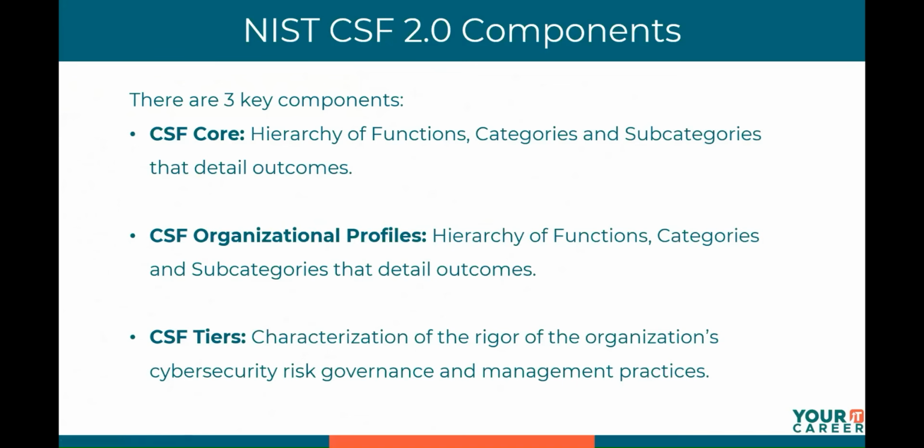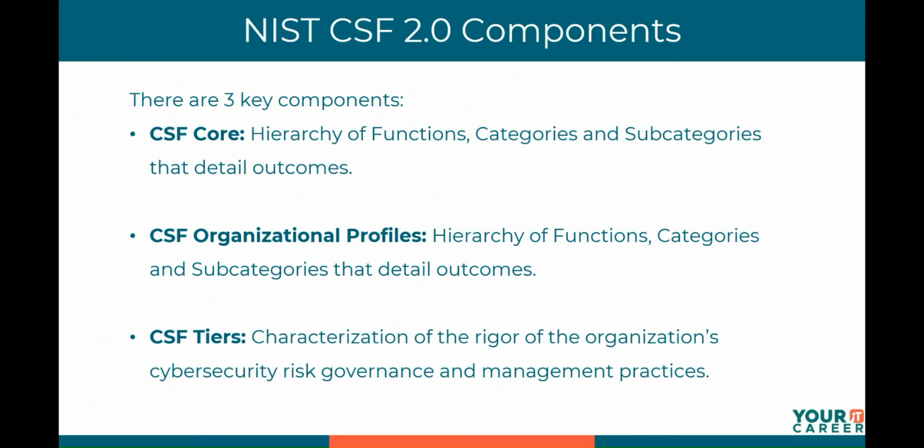There are three components to NIST CSF 2.0, okay? The first one is the CSF core, second is CSF organizational profiles, and third is CSF tiers. We're going to go through each one in detail. But just to do a quick introduction so you have an idea of what we're talking about, the CSF core is really the meat, right? The main part of the NIST CSF 2.0.